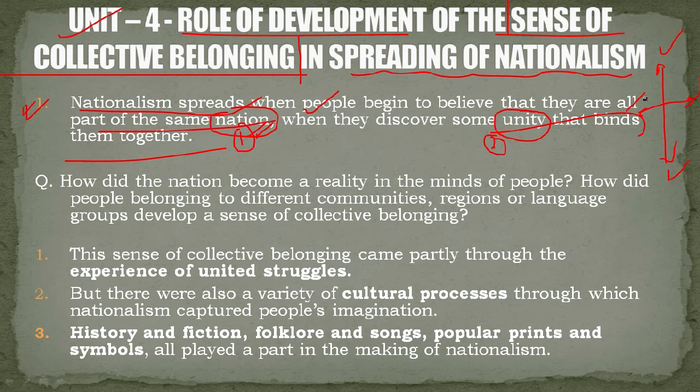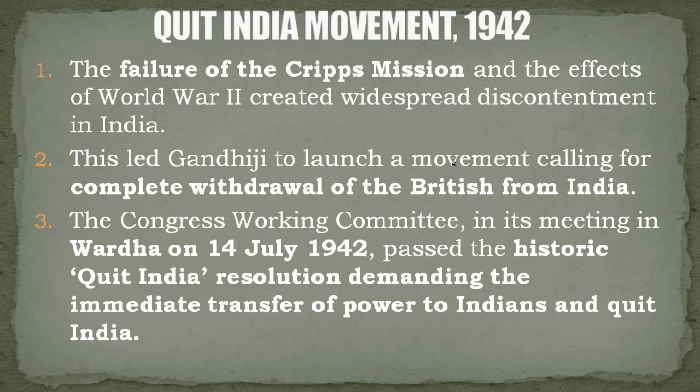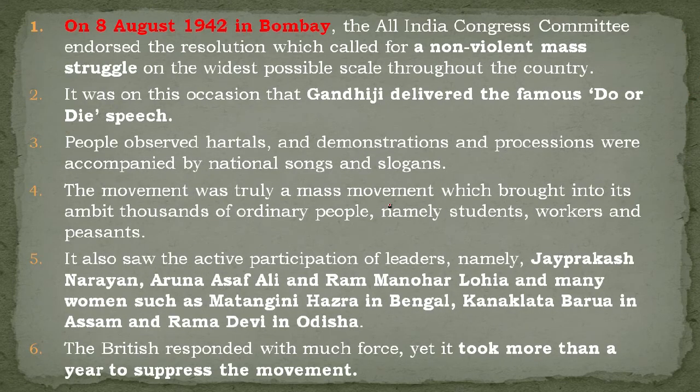For example, we have seen different sections of the society participating in different kinds of movements. Here as well, in the Quit India movement, we saw thousands of ordinary people, namely the students, workers, and peasants, participating in the movement. So whenever a movement has occurred in India, we have seen different sections of the people coming together, uniting. Okay, so what actually brings them together?